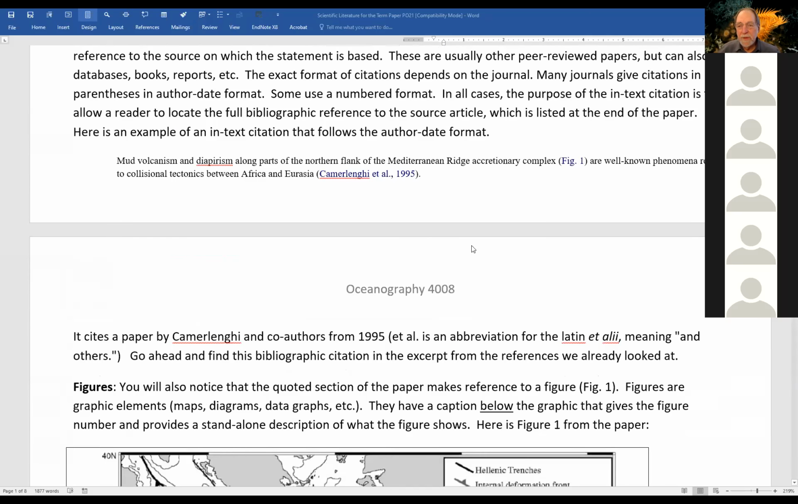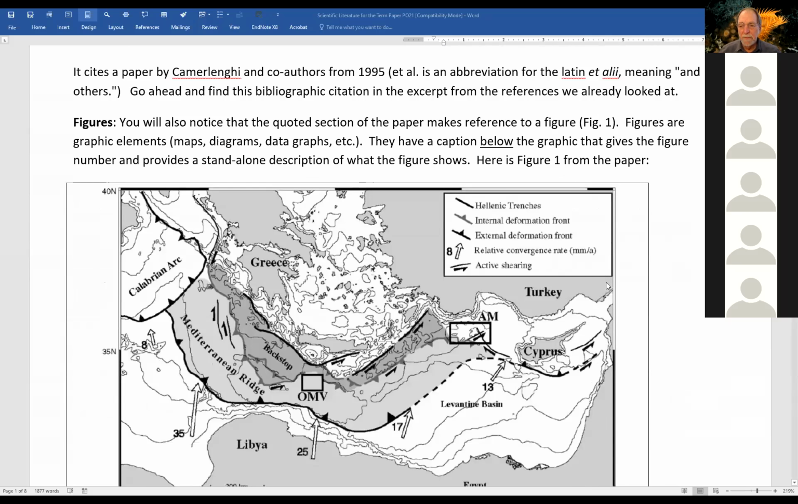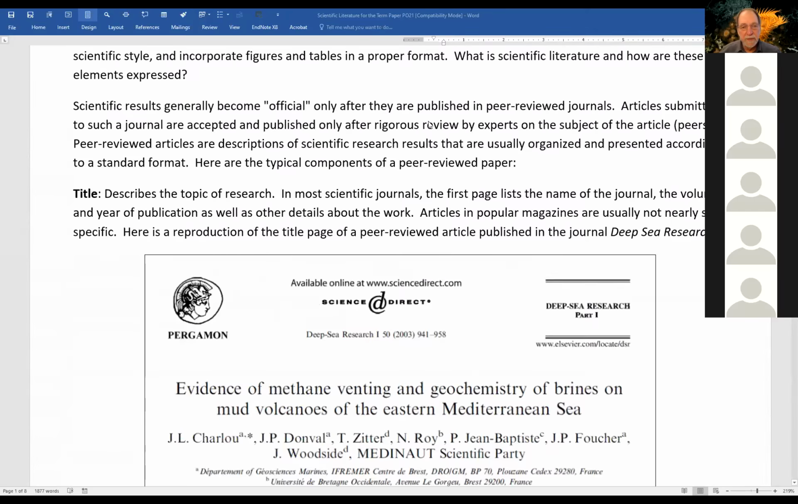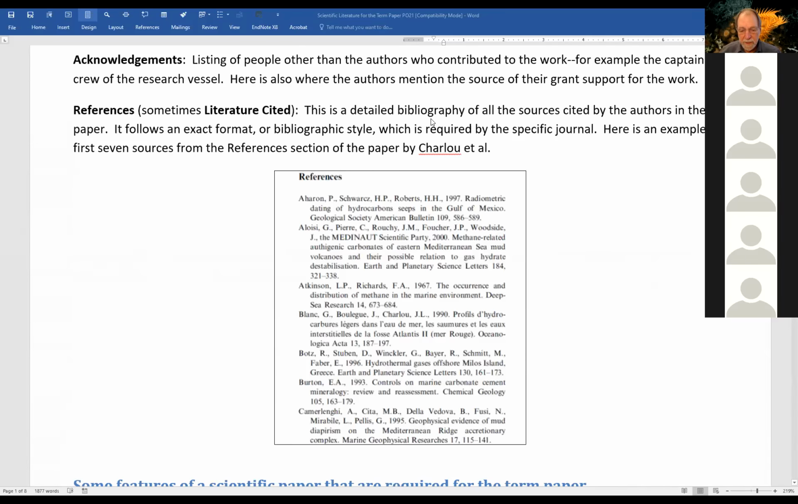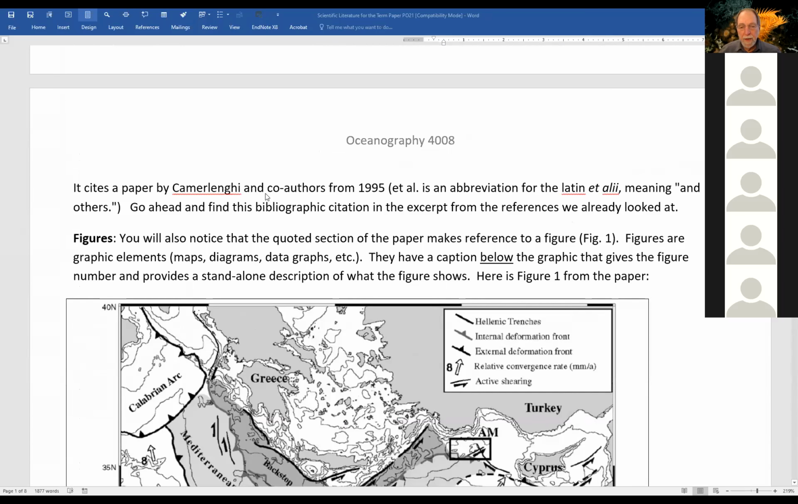Okay, now for your paper you're required to come up with figures and tables to present graphic information about the material that you're covering. And these graphics also have to follow a very specific format. So you'll notice that if we go to the quoted section of the paper, here's the beginning, where is it? You'll notice that the text refers to a figure, figure 1.